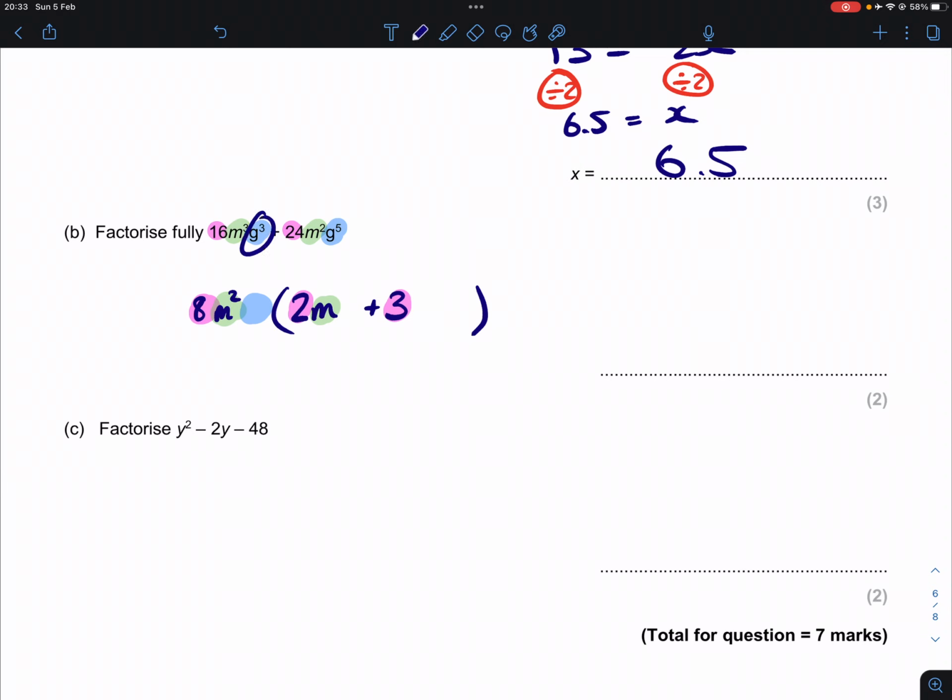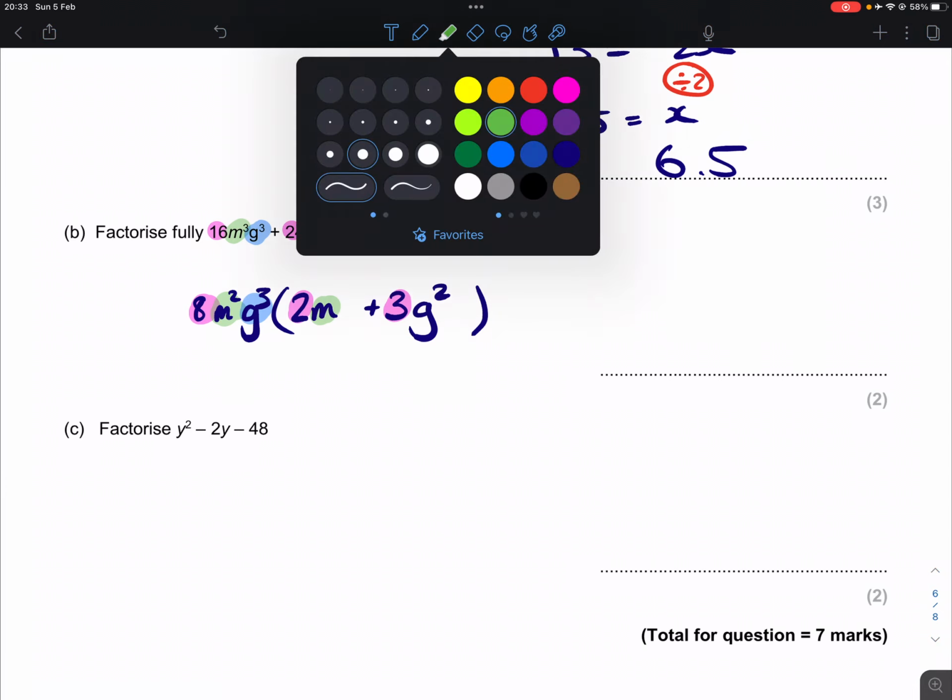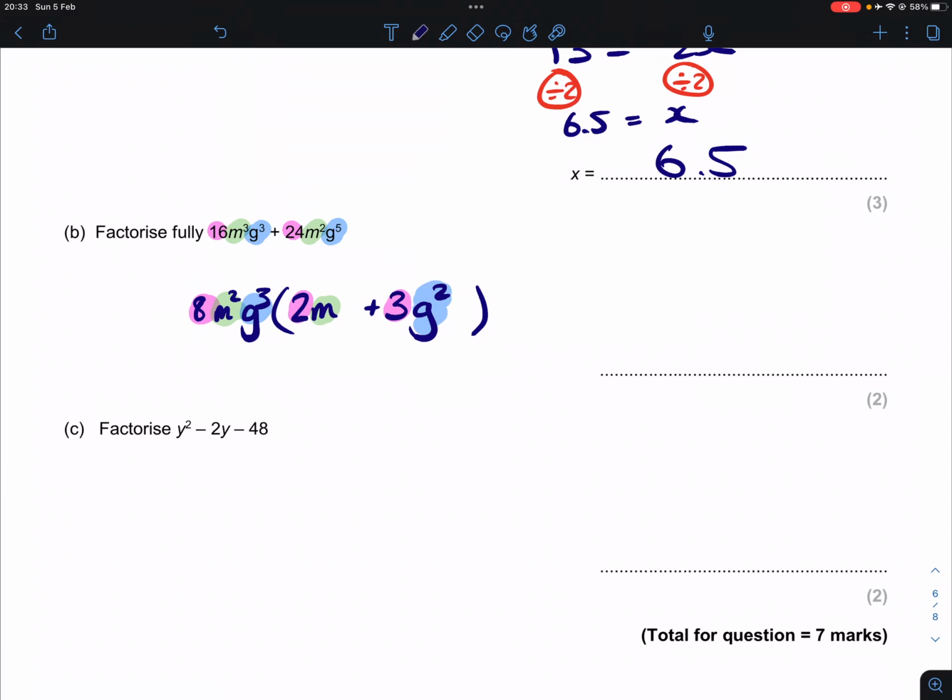Lastly, we have g cubed and g to the power 5. g cubed is the biggest thing that they can both be divided by, which means there will no longer be any g's in the first term here, but we will have a g squared left over here from doing g to the power 5 divided by g cubed, giving us our final answer like so.